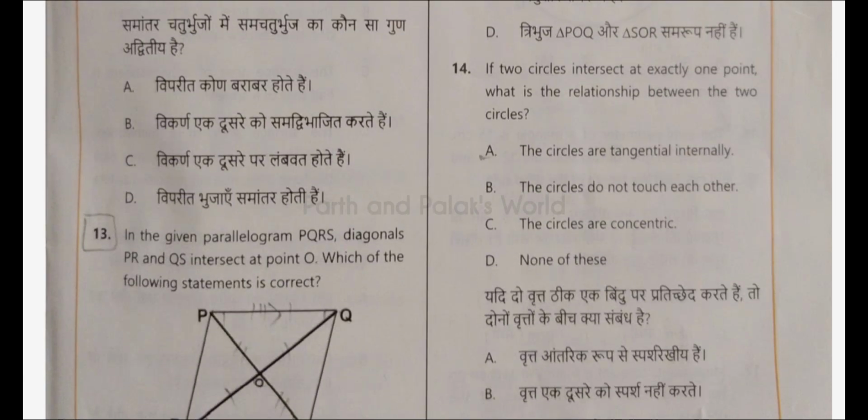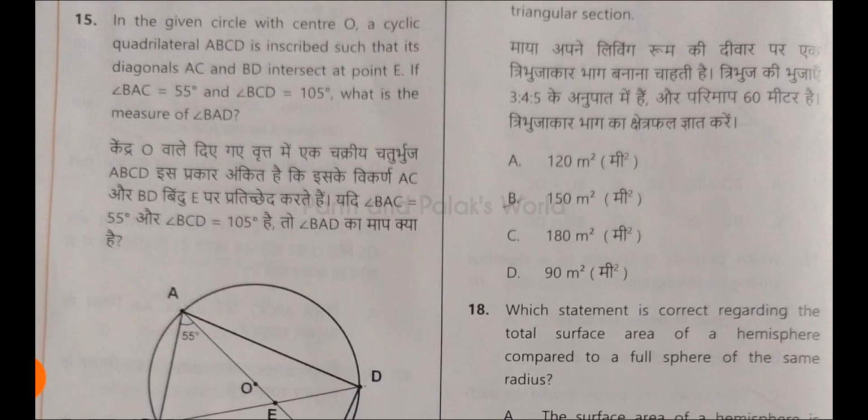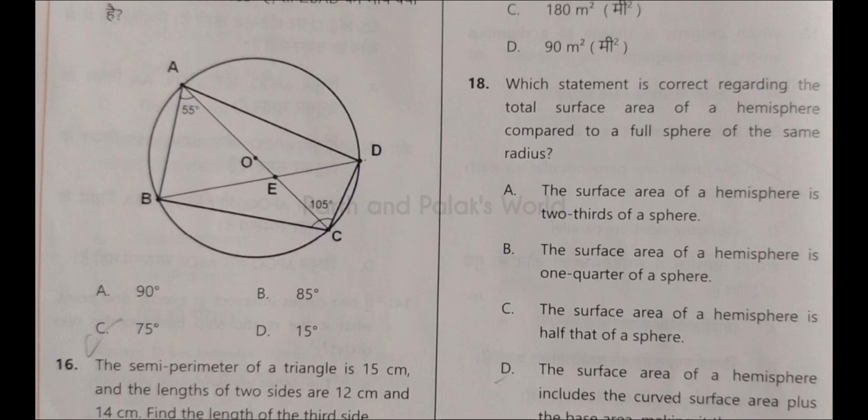Moving on to question number 14. If two circles intersect at exactly one point, what is the relationship between the two circles? So the correct answer would be option number A. Moving on to question number 15. In the given circle with center O, a cyclic quadrilateral ABCD is inscribed such that its diagonals AC and BD intersect at point E. If angle BAC equals 55 degrees and angle BCD equals 105 degrees, what is the measure of angle BAD? So using the property of cyclic quadrilateral, in which the sum of opposite angles is 180.